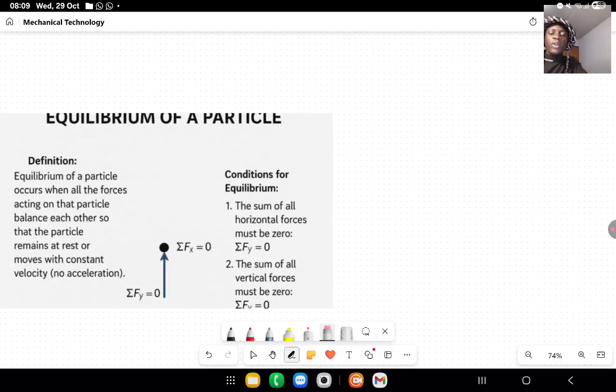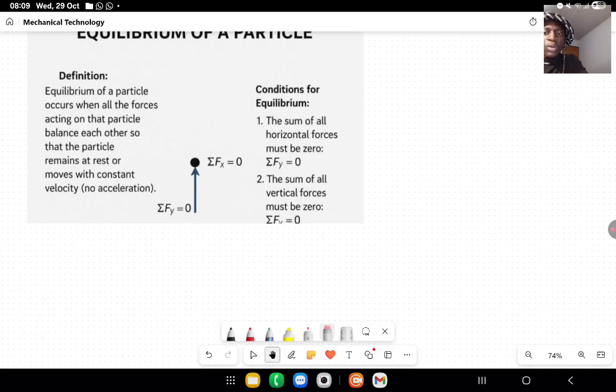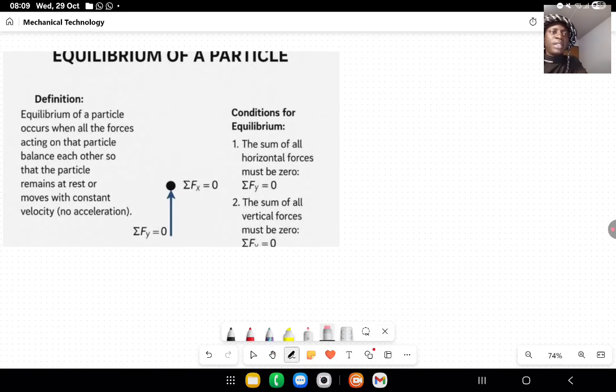We have the condition for equilibrium: the sum of all horizontal forces must be equal to 0, and the sum of vertical forces must be equal to 0.